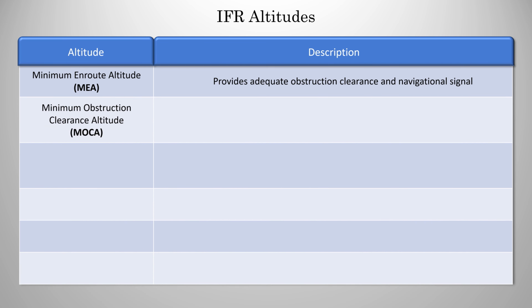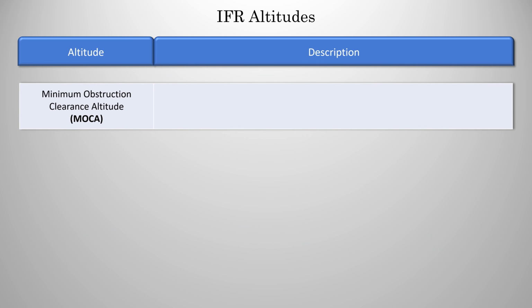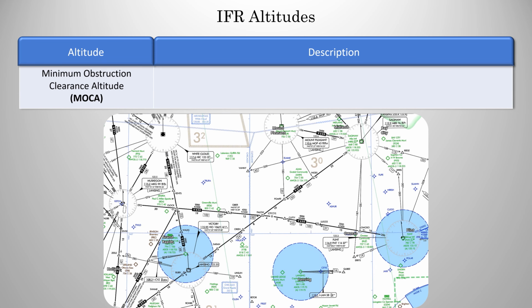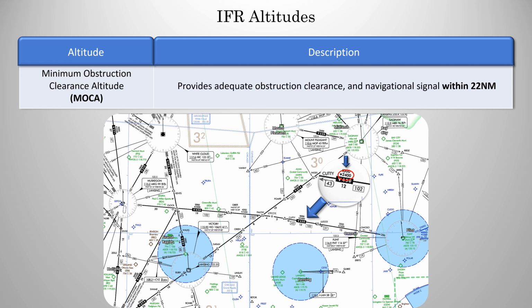Next, we have minimum obstruction clearance altitude, or MOCA. MOCAs are depicted via the number with the asterisk next to it, below the MEA. They still provide adequate obstruction clearance, but only provide navigational signal within 22 nautical miles. So they allow you to get to a lower altitude, but you have to be closer to get a navigational signal. We'll talk more about VOR range in the next video.